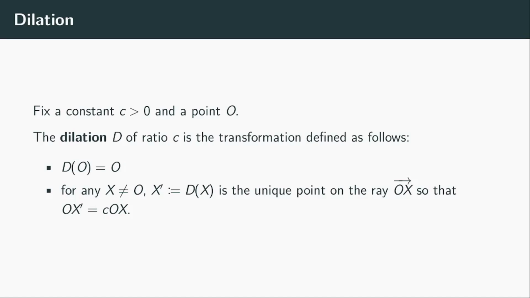So we fix a constant c that's positive and a point in the plane O. We say the dilation D of ratio c is the transformation that we define as follows. D of O is O. And for any x different from O, we define D of x. Here, the colon with an equal sign means that we're defining x prime to be D of x. We define it to be the unique point on the ray OX so that OX prime is that constant c times OX.